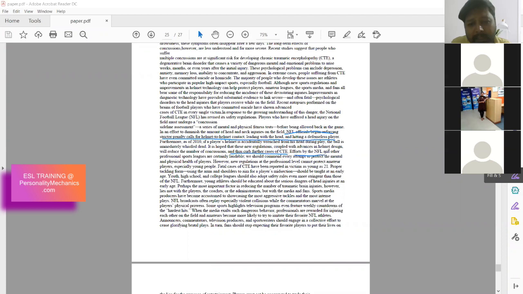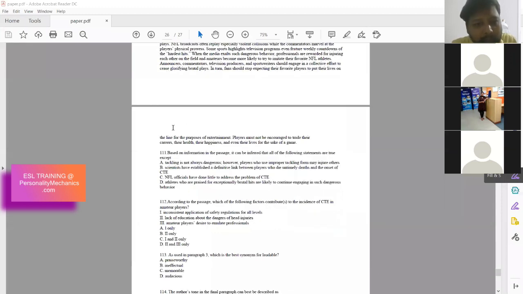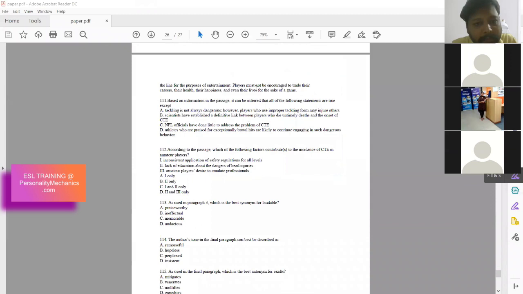Efforts by the NFL and others of other professional sport leagues are certainly laudable. That means they have done enough, right? So laudable means appreciated. So yeah, I believe that this is probably the wrong statement, because we read this otherwise. NFL officials have done little to address. No, they've done enough. They have used the word laudable. Hence, this is what your answer should be, right? So if you knew this, then it's correct.